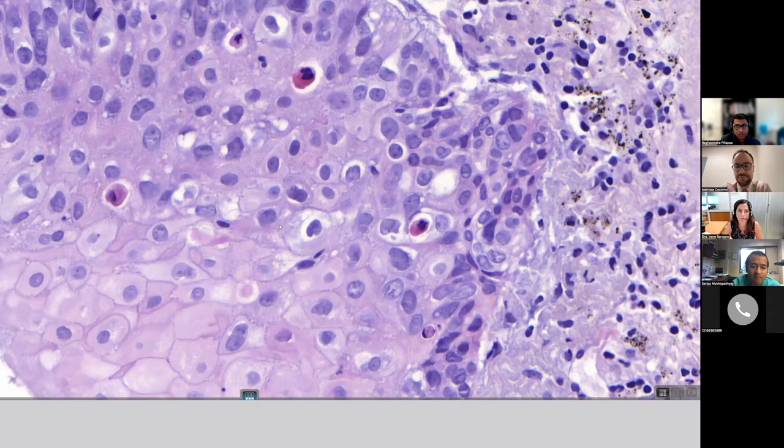So I have a question. When do you do mucicarmine, Armin? Do you do it at all, or do you just take it out? You just do TTF1, P40, the basic two stains like everybody recommends, or is there a place for doing mucicarmine, Armin?